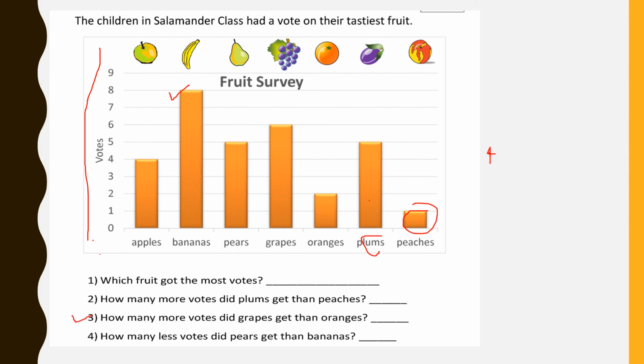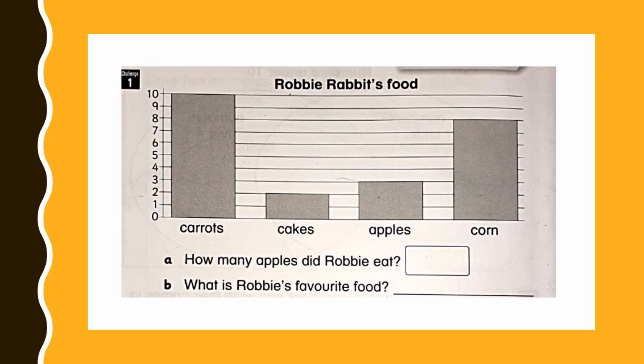Now the fourth one, how many fewer votes did pear get than bananas? Now pear is here, banana is here. How many fewer votes, right? So 1, 2 and 3. Can you see? So pear got 3 fewer votes than banana. So this is how you will be doing it.